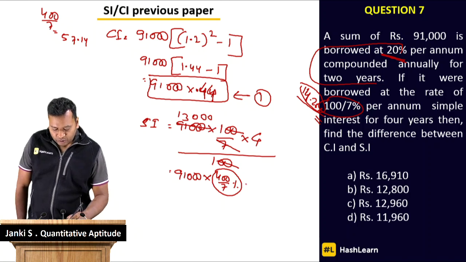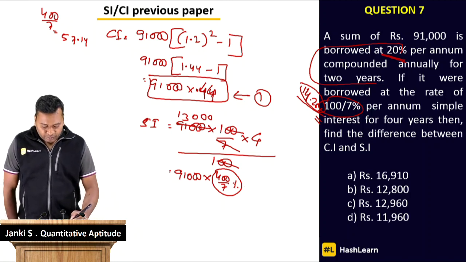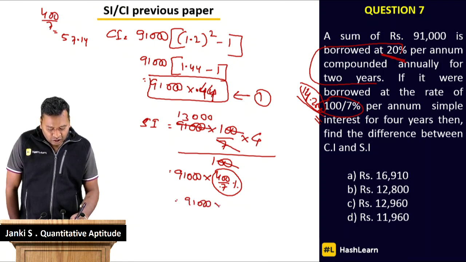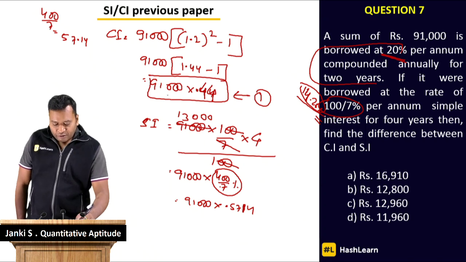57.14 will be the value, right? So here my interest is about 57.14. So this value is 57.14%. Can I say my value is about 91,000 multiplied with 0.5714, right? That's my representation here. Now I want the difference between these two.